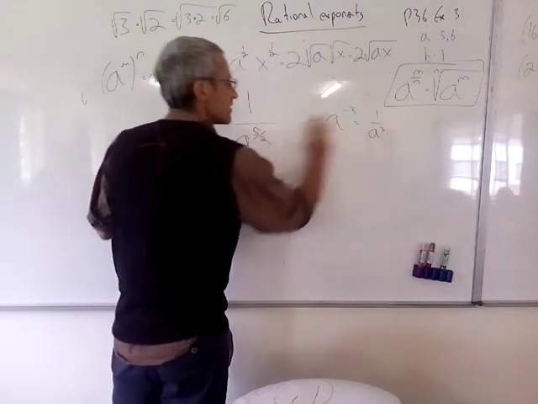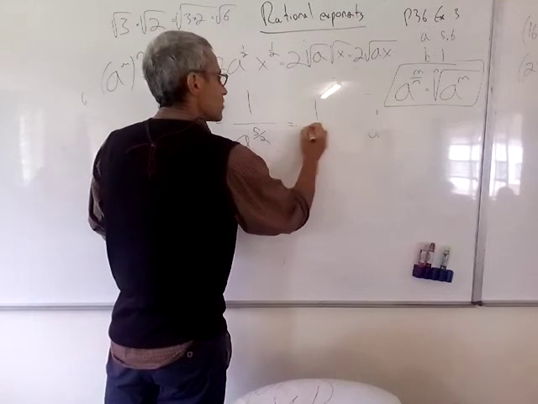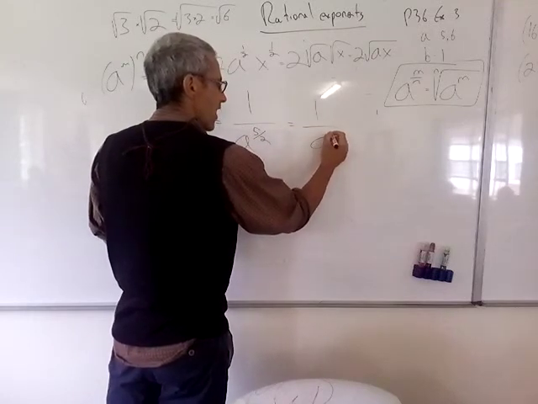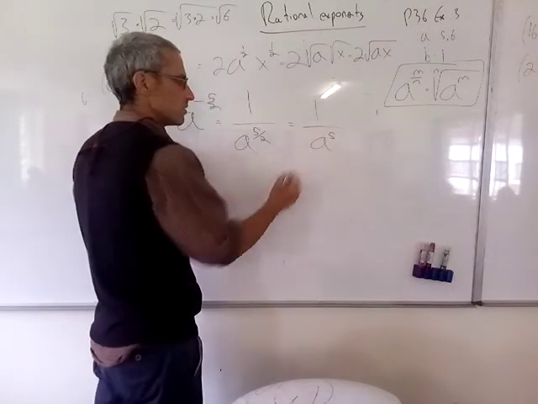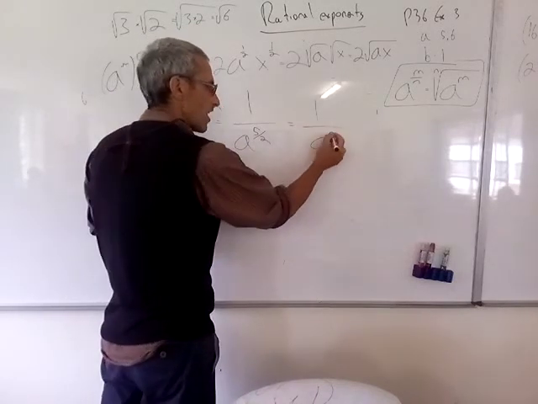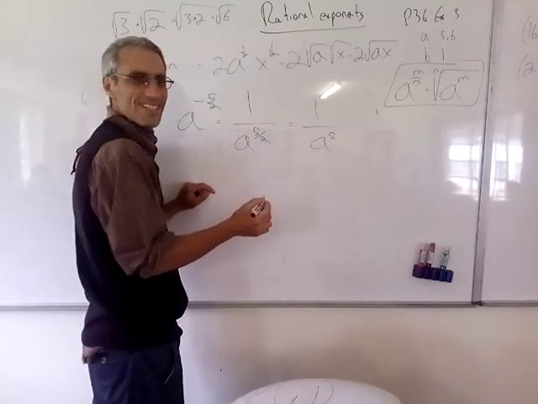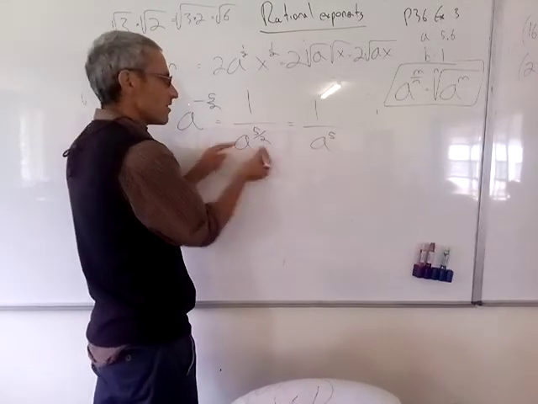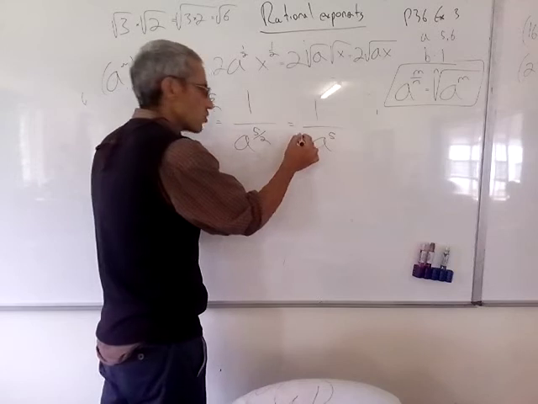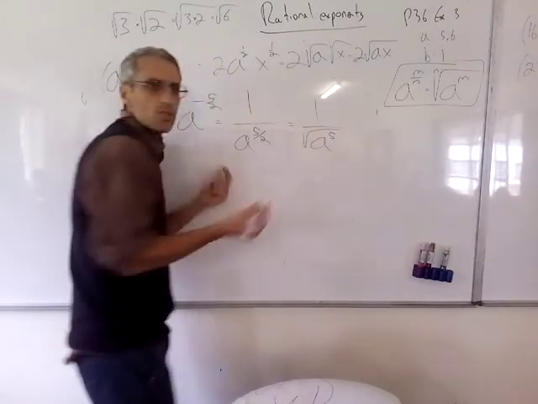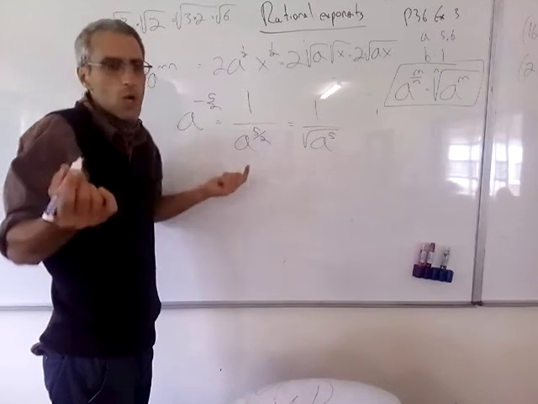Now this business, you know how to do it. It's 1 over a to the power 5 over 2. What should I do now? Not 5 over 2. And then what should I do now? Square it. And I don't need to write 2 here, because if I just root without a number, it's the square root.